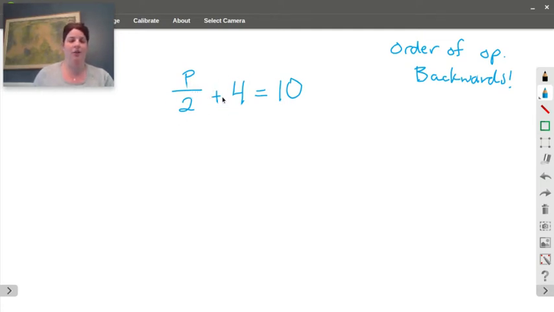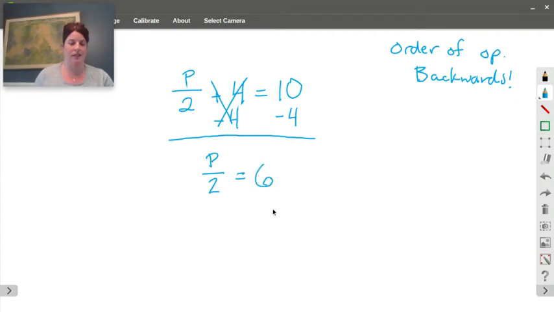Okay, so how do we get rid of a plus 4? Well, we do the inverse operation and we subtract 4. So we can do it just like we did before. We subtract 4 on both sides of the equal sign to keep things even, to keep our balance. And we end up canceling out this 4. So then we have P divided by 2 equals, and 10 minus 4 is 6.